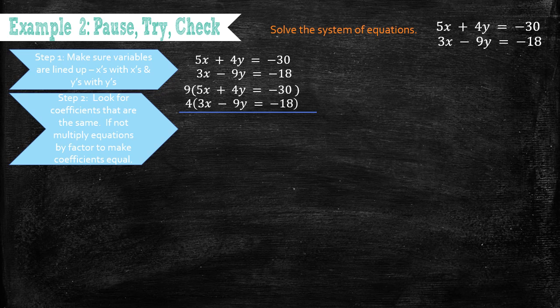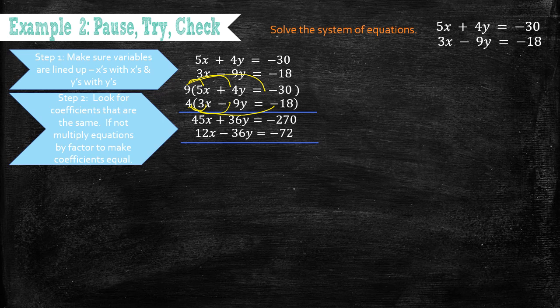You can always use this method when using elimination. If your coefficients aren't the same, you can just pick the coefficients that are given to you and multiply the opposite equation by that coefficient, and then they will always cancel. So once I do that, I had to distribute that 9 to everything inside and the 4 to everything in the second equation, and I end up with 45x plus 36y equals -270, and then 12x minus 36y equals -72.